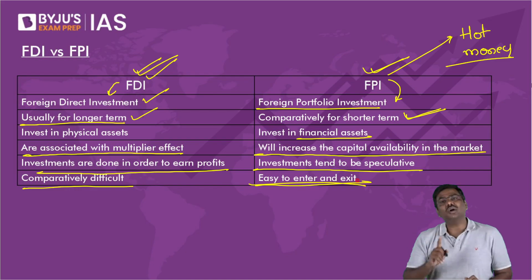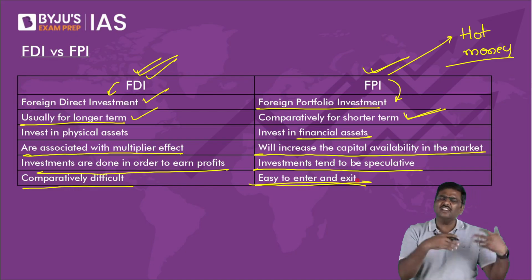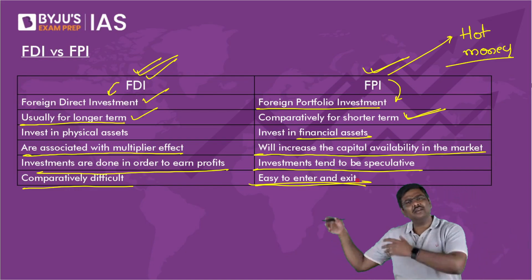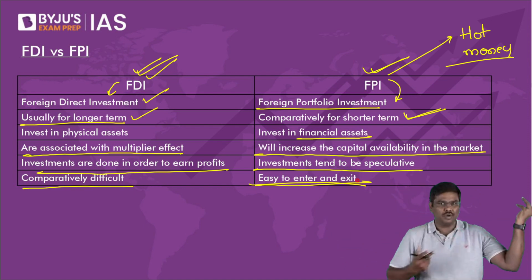Comparatively, it is very easy to attract FPI, right? FPI can come into India at any point of time. They can move out of India at any point of time.